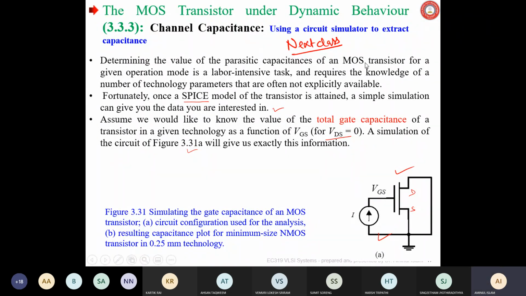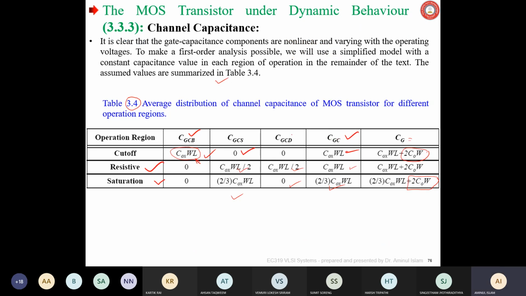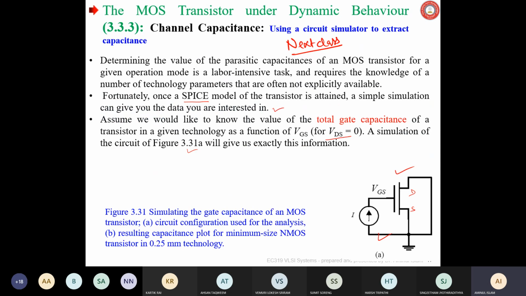We are studying the dynamic behavior of MOSFET, and in that we have seen various capacitances of MOSFETs in different regions of operation: cutoff, resistive, and saturation. From here onwards, we are going to see further. To compute the total gate capacitance, how can we estimate, measure, or simulate it?